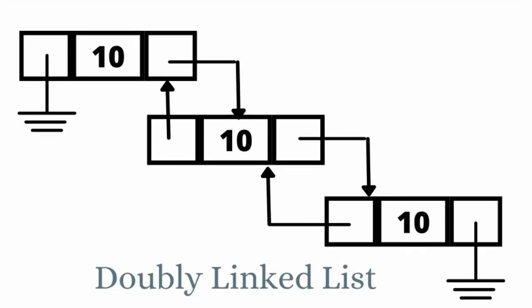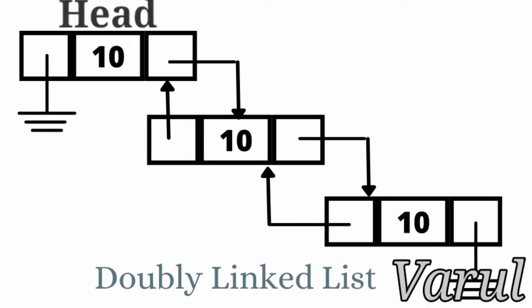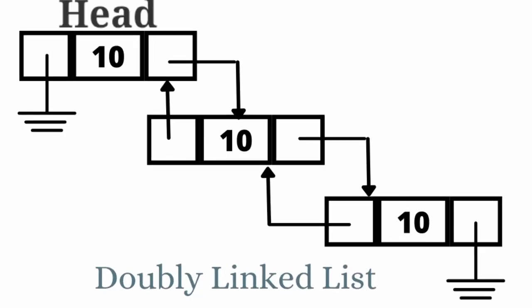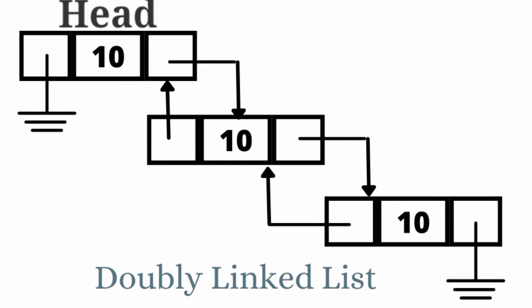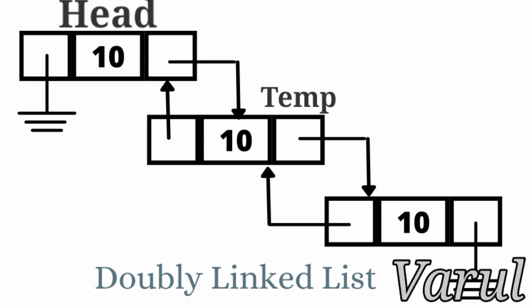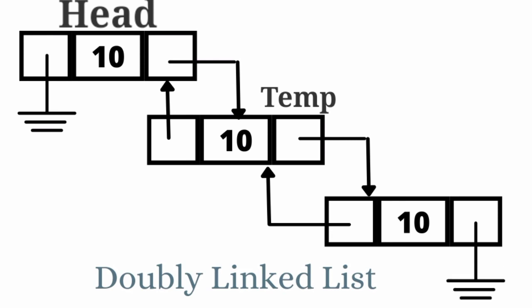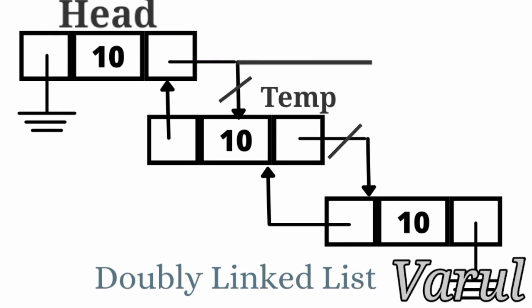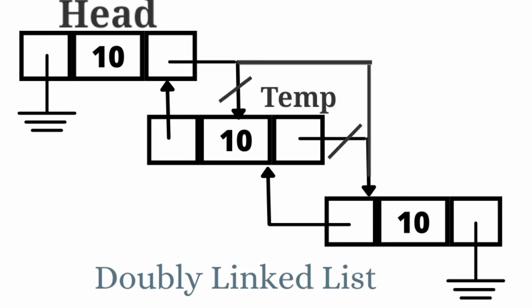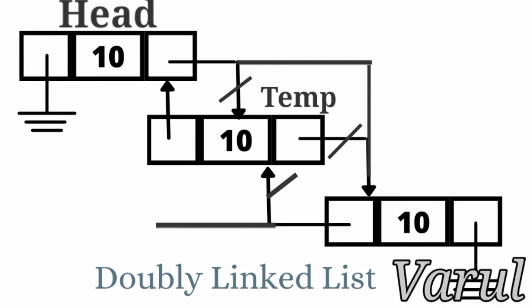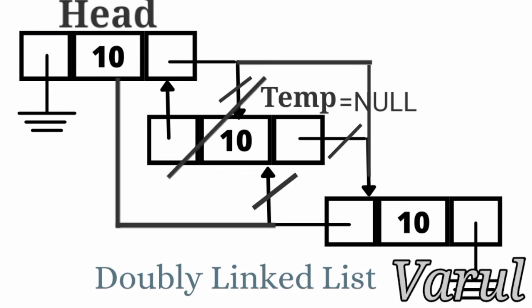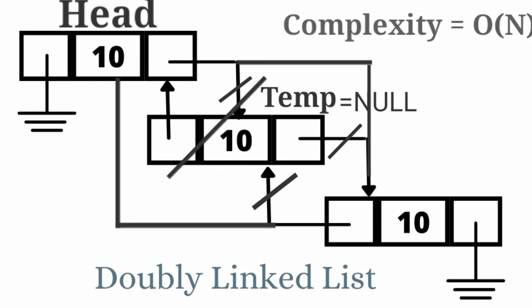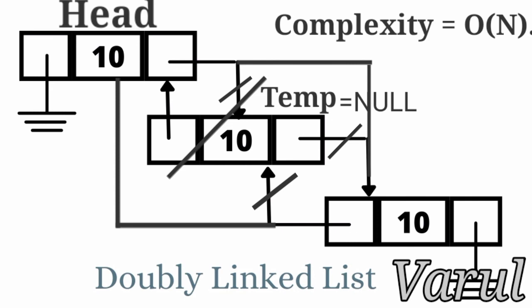At last we will discuss deletion at position. For this operation we have to reach the desired position. Let's say temp is pointing to that node. Now temp's previous next will point to temp's next node and temp's next previous will point to temp's previous node, and at last set temp to null. The time complexity of this operation will be big O of n.